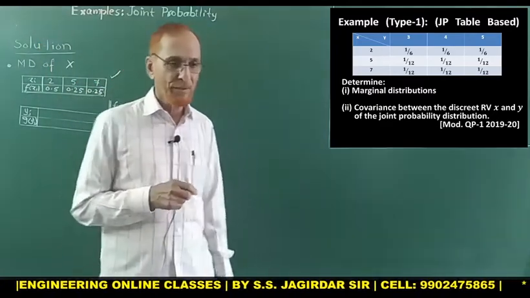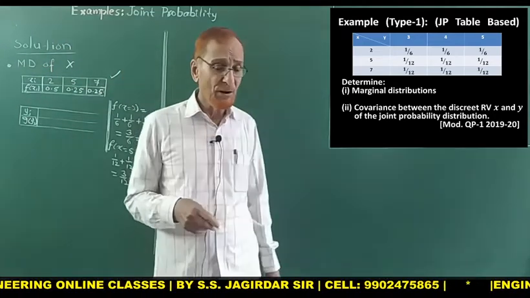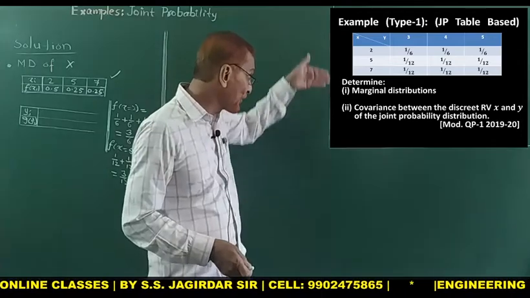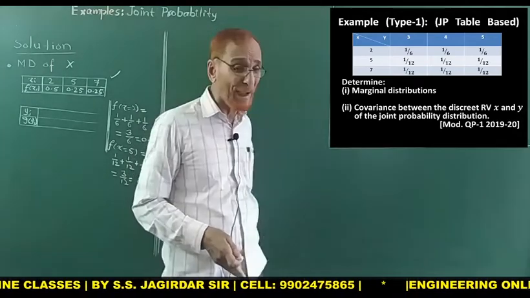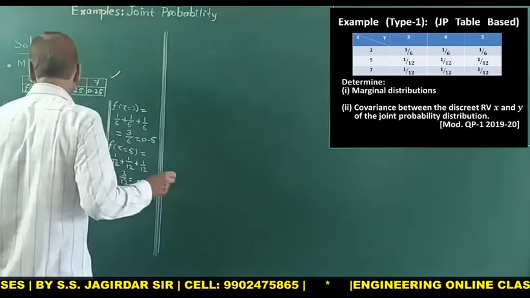Okay, now to get the probability distribution function of y, you have to go along the column. You have to go along the column in the table. The first value of y is what? The first value of y is 3. You can look in the table. It is 3.